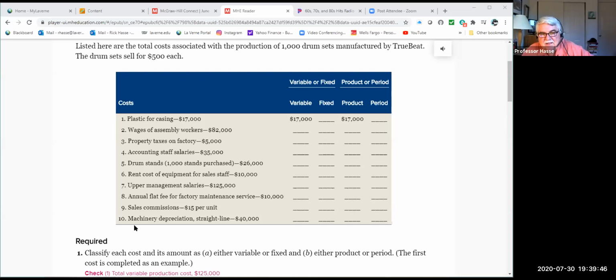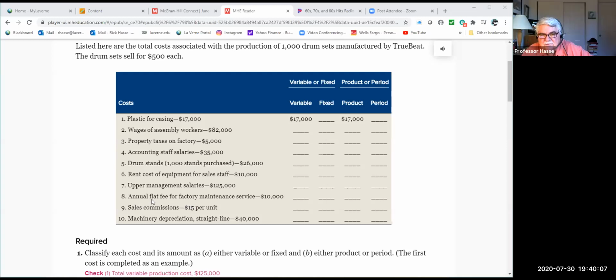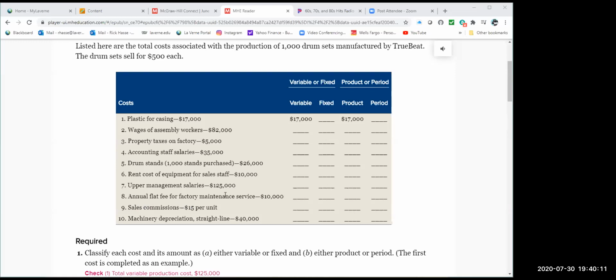Well, if it says annual flat fee, what does that tell you? It's an annual flat fee. I don't know. I'm scared. Is it variable product? If it's an annual flat fee, wait, that means I'm going to pay that. No. Wait, is it a fixed period?